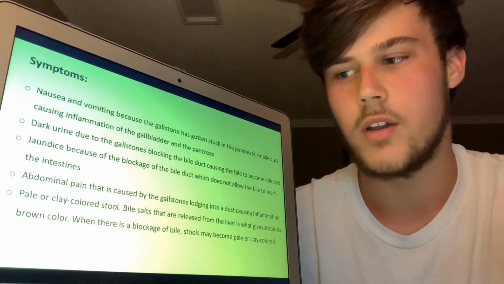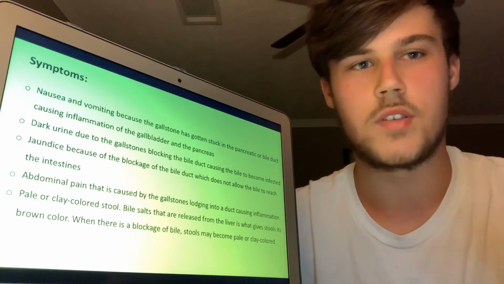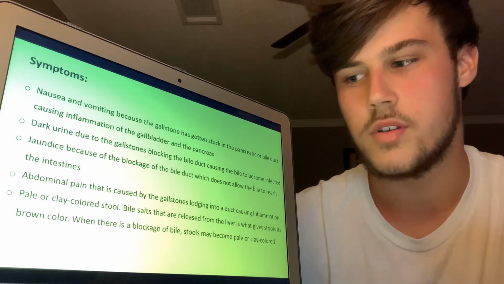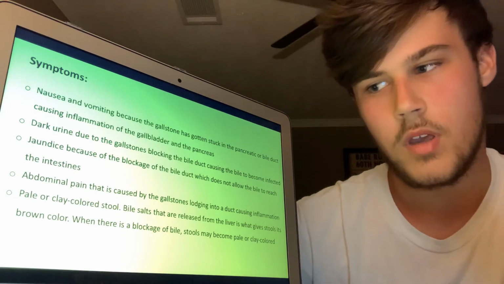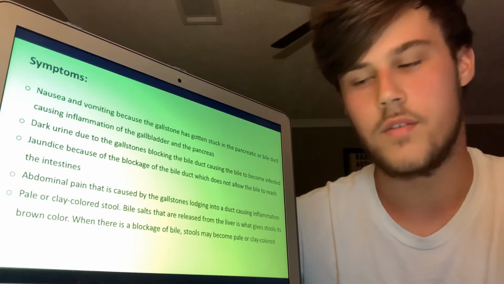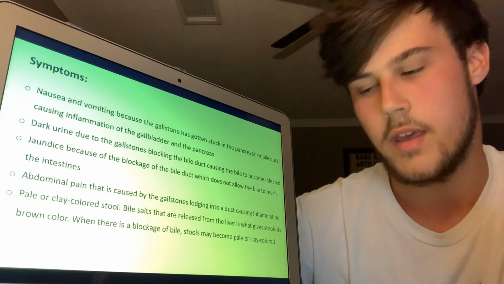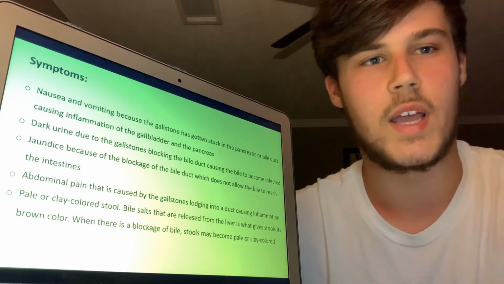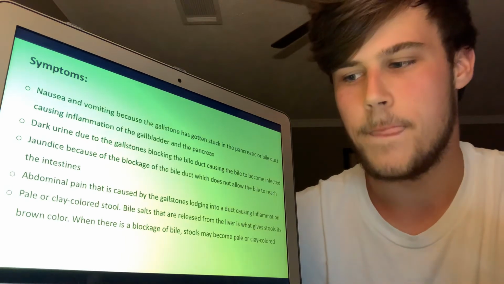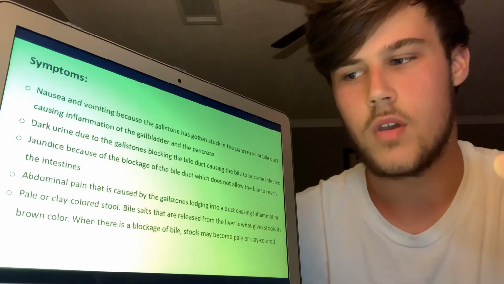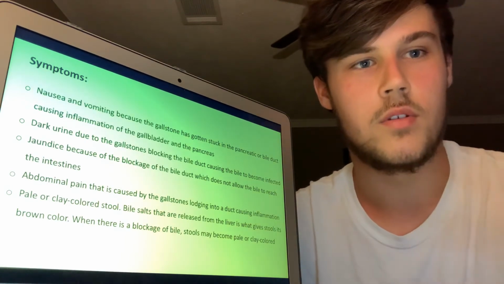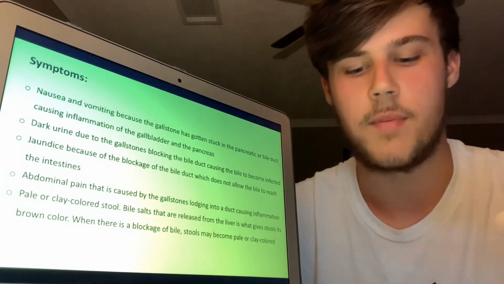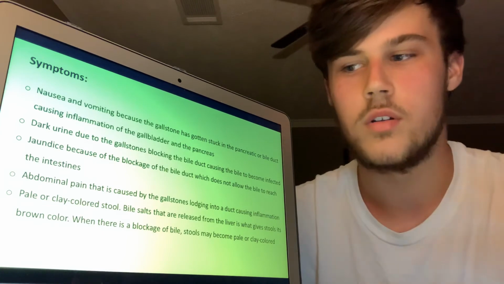Pale or clay-colored stool. This is caused by the bile salts released from the liver. That's what gives the stool the brown color. And when there's not enough bile reaching the stool, then it ends up having a clay or pale color.